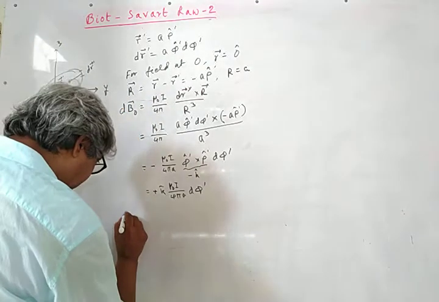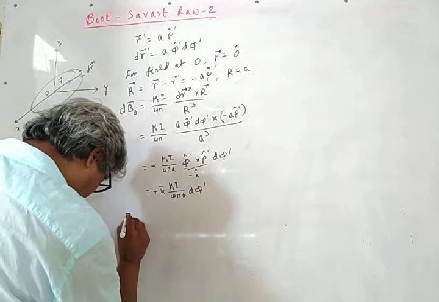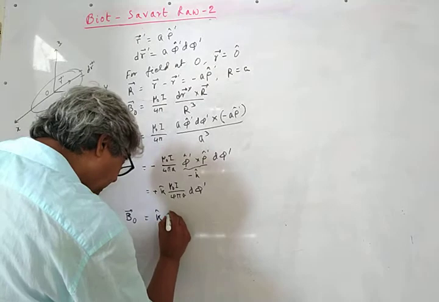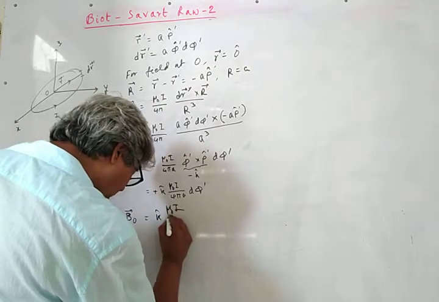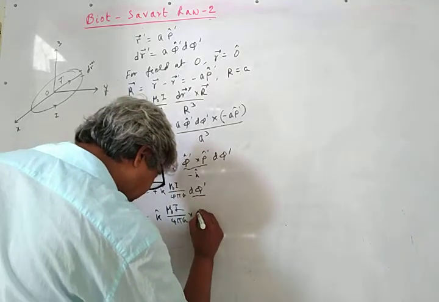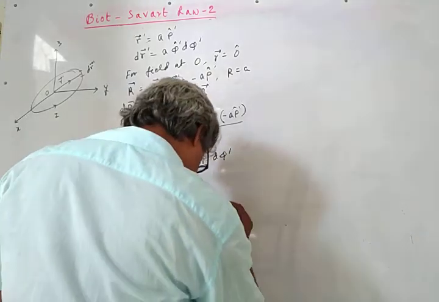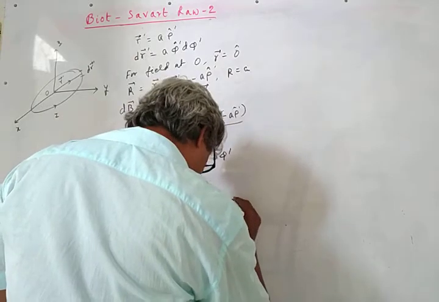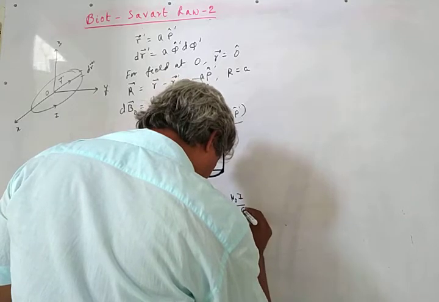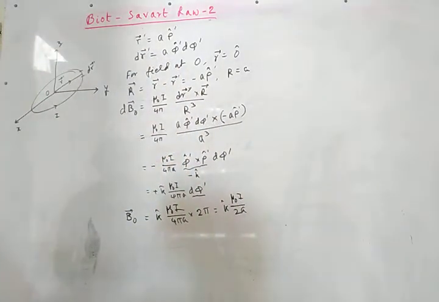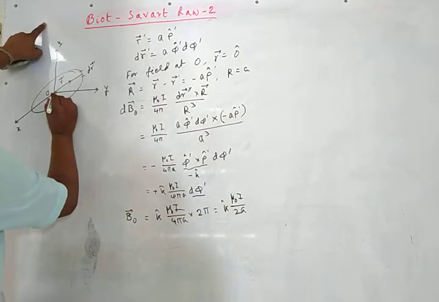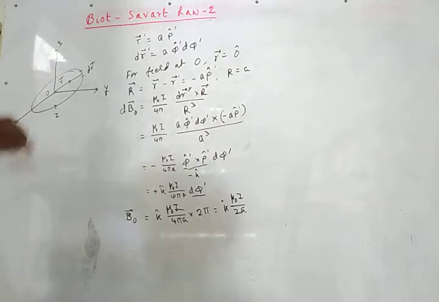The total field B at O is simply k cap mu 0 I upon 4 pi a, and this integration gives you 2 pi, so this is k cap mu 0 I upon 2a. This is the field at the center. The field at the center is directed along the axis.